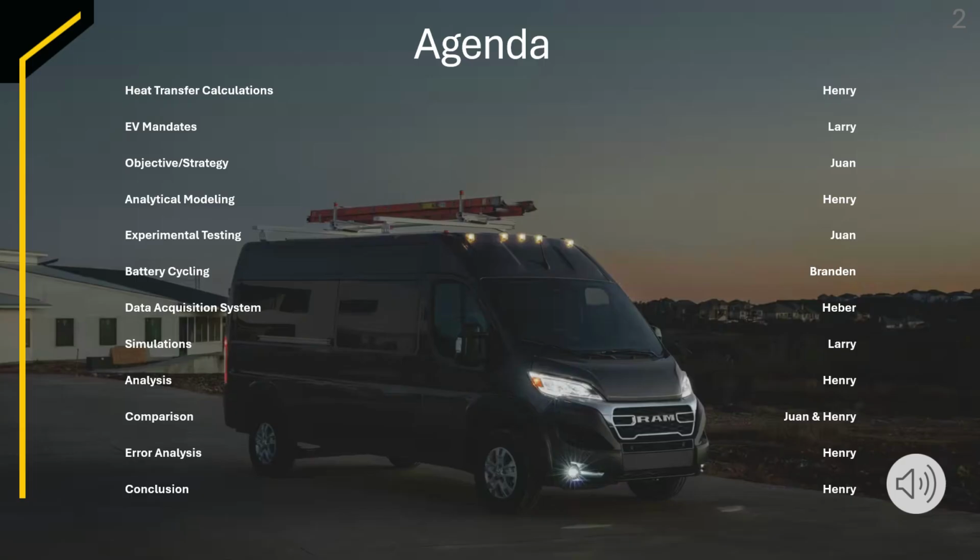So this is our agenda for our presentation. For heat transfer calculations, we have Henry. For EV mandates, we have Larry. For objective and strategy, we have Juan. For analytical modeling, we have Henry. For experimental testing, we have Juan. For battery testing, we have me, Branden. For data acquisition systems, we have Heber. For simulations, we have Larry. For analysis, we have Henry. For comparison, we have Juan and Henry. And for both error analysis and conclusion, we have Henry.